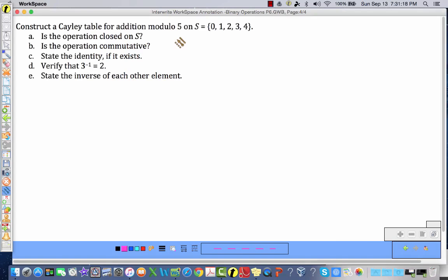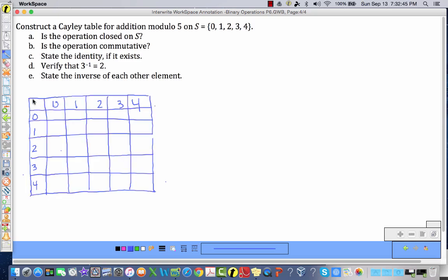Construct a Cayley table for the addition modulo 5. That just means mod 5 on S equal to 0, 1, 2, 3, 4. Okay, so let's do it. 0, 1, 2, 3, 4. 0, 1, 2, 3, 4.